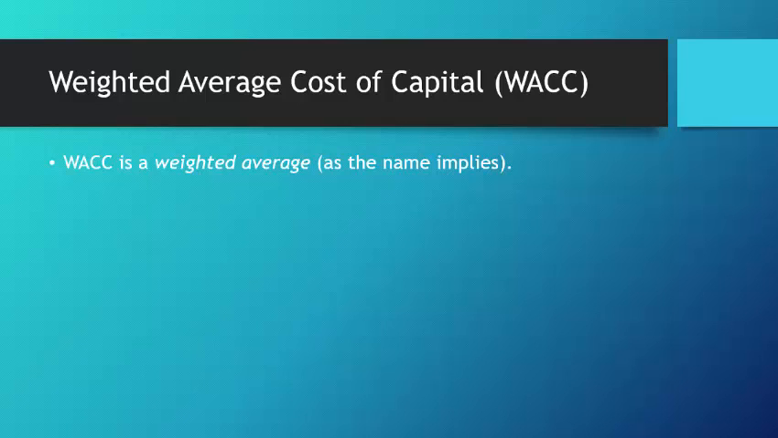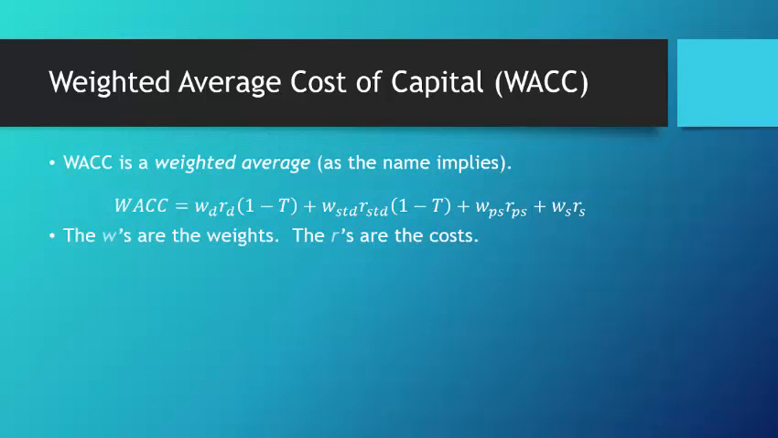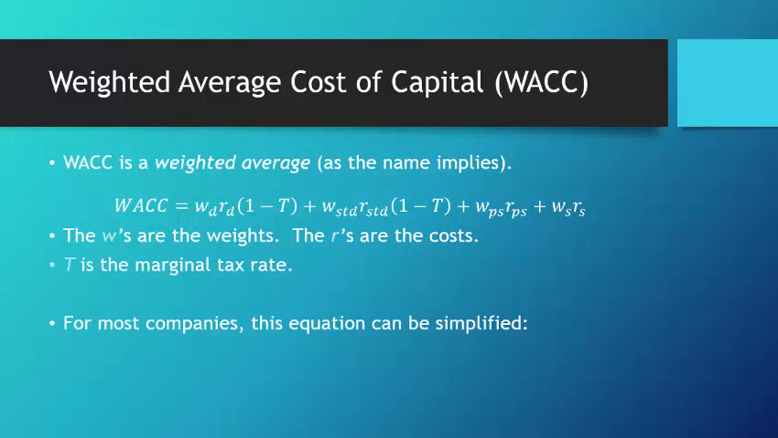Weighted average cost of capital is a weighted average. As the name implies, we're going to take the W's that we got from our target capital structure discussion, and we're going to use the R's that we have been talking about all the way through this semester, multiply the two together, throw in a T, and we're done.